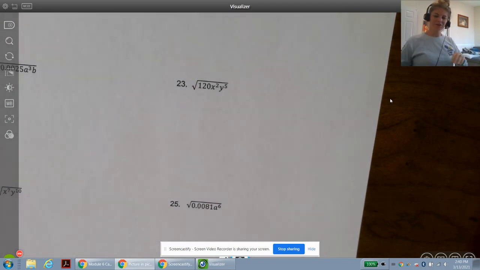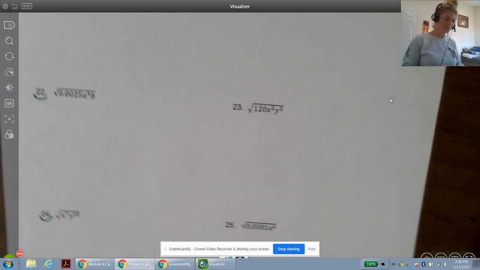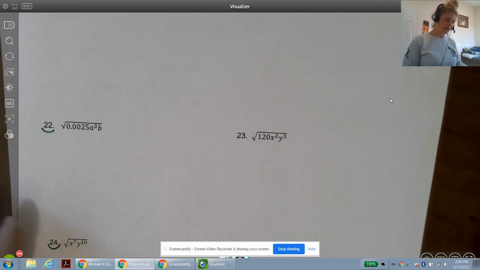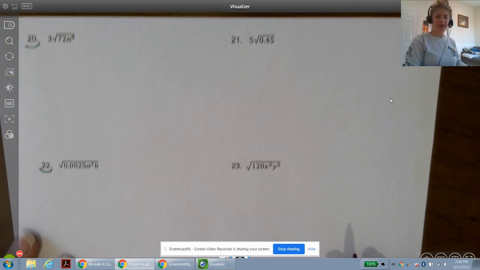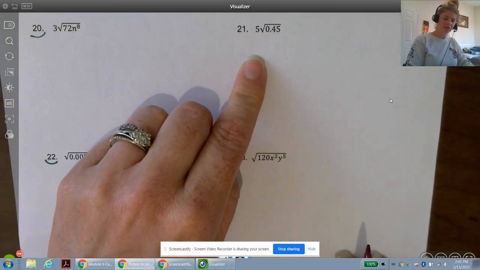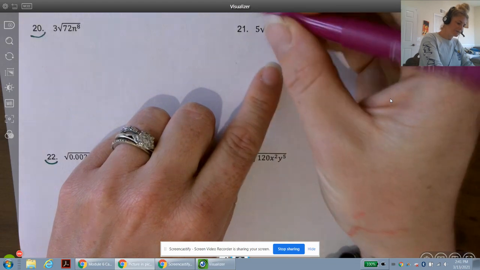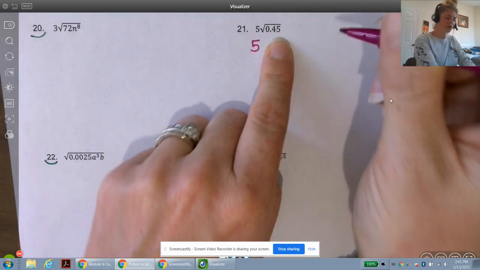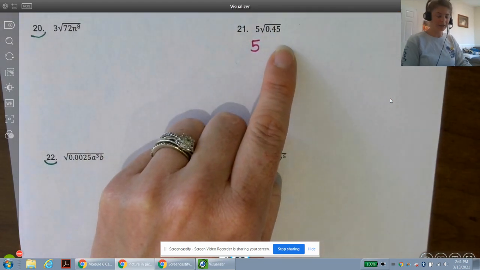Awesome. Okay, so we are jumping to our last page. You guys are doing a great job so far. Okay, so I'm going to help you out with the odds, and you're going to do the evens on your own. So 21, taking a look at 21, we have 5 on the outside, and we have the square root of 45 hundredths on the inside.